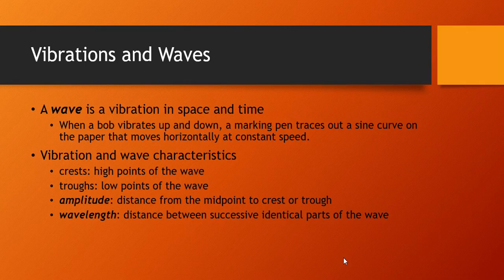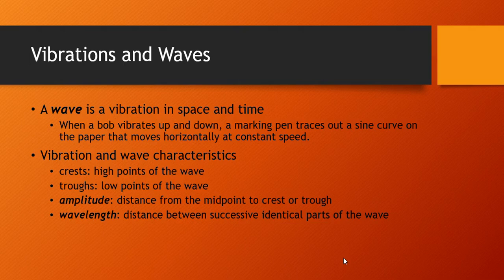But when something vibrates, just wiggling, shaking back and forth, a wave is just that vibration in time that then travels through space. It is basically a vibration in space and time. For example, if you have a bob moving back and forth, vibrating up and down, think of a mass attached to a spring.